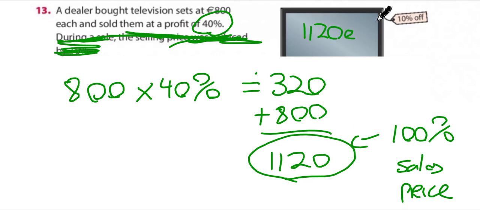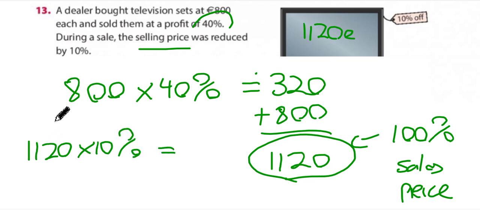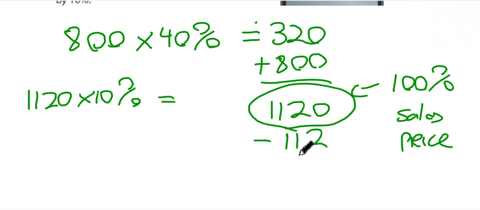I realise I'm not selling these TVs as quickly as I would want. So I go 10% off the selling price. 10% off this selling price right here. You got it? I've got to get 10% off the selling price and then I've got to take it away. So what's 10% of 1120? 112. Take that away from 1120. What do you get? 1008. And that's my selling price.